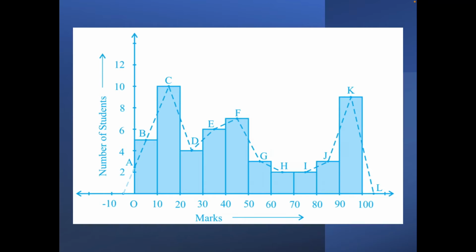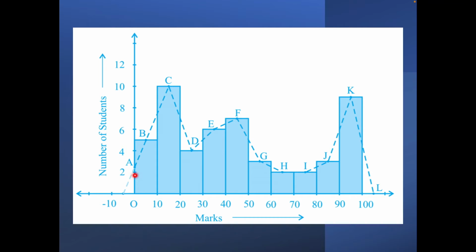Here is the histogram for this data. On the y-axis we have taken frequency, number of students, and on the x-axis marks, but the preceding class is minus 10 to 0 and the succeeding one is 100 to 110, and that way the midpoint is here minus 5 in the negative direction of the x-axis because the frequency is 0, and here the midpoint is 105. It is again on the x-axis because the frequency is 0. And similarly we have taken the midpoints of each rectangle. We have marked them as B, C, D, E, F, G, H, I, J, K.